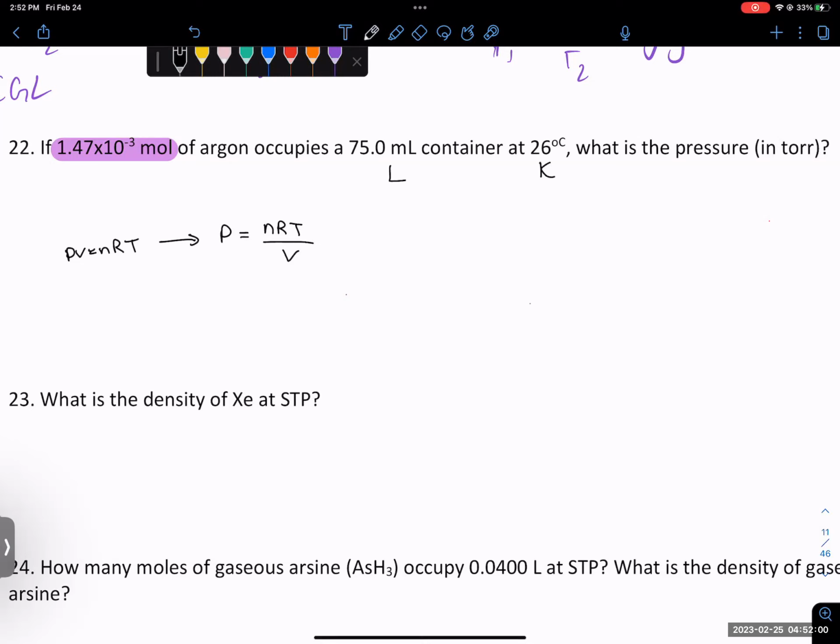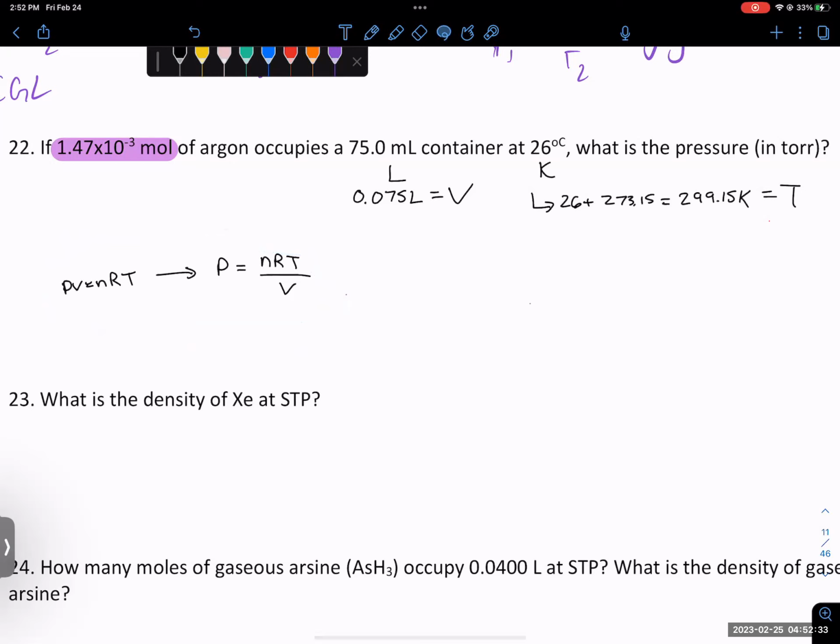Okay, so this converted to liters is 0.075 liters. This is going to be 26 plus 273.15, which equals 299.15 Kelvin. So this is our T, and this is our V. From here, it's just plugging it into our formula and then putting it into our calculator.